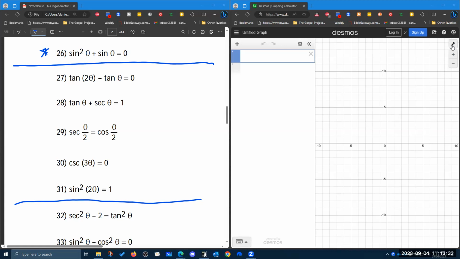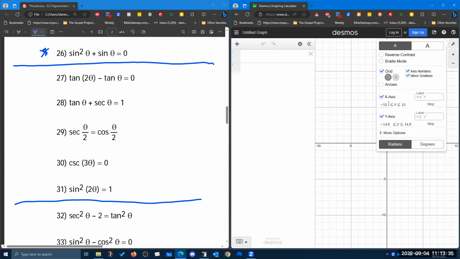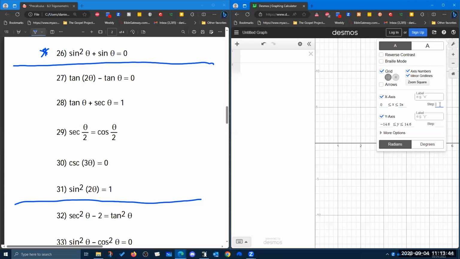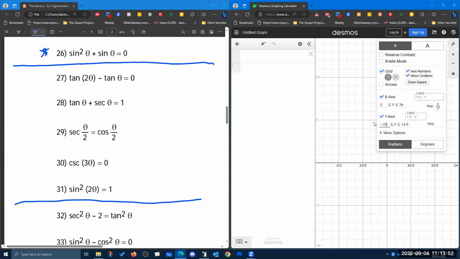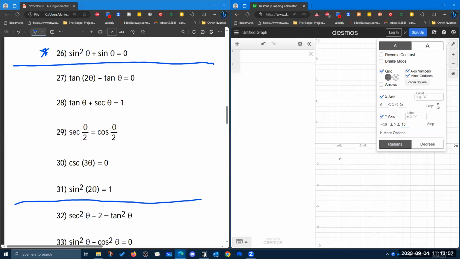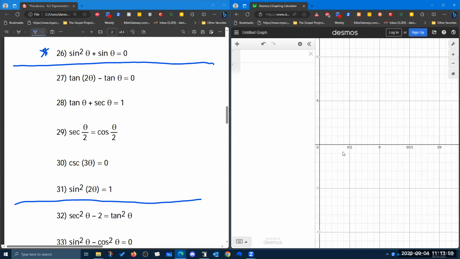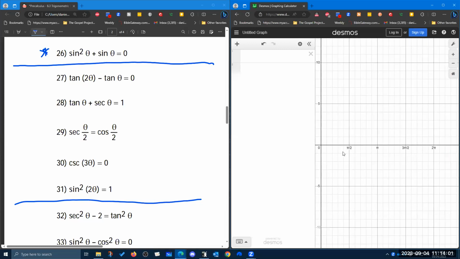So let me go ahead and set my window here that I only want solutions between 0 and 2 pi. And I'll make my steps something like pi over 12. I don't know for my y-axis really what I want it to be. I'll just leave it at -10 to 10, something like that. And I might zoom out just a little bit so I can see 0 if 0 is an answer, and 2 pi.